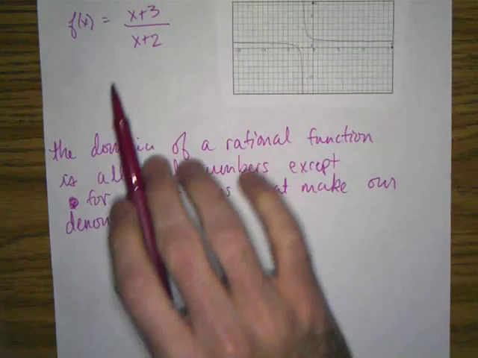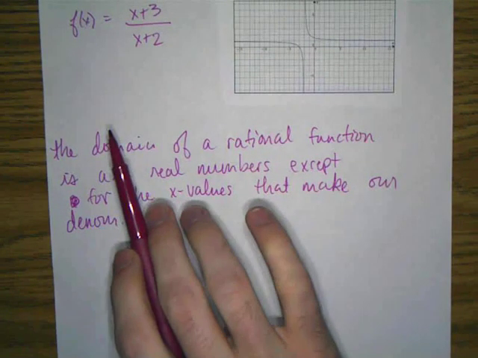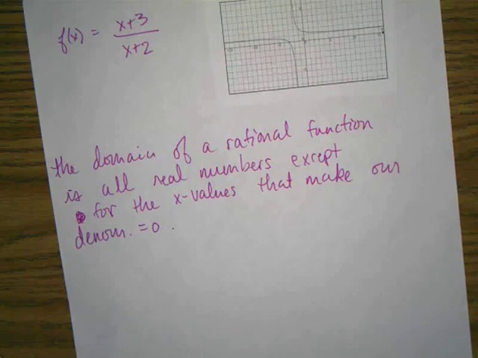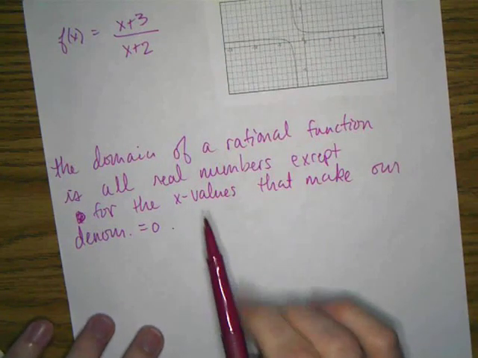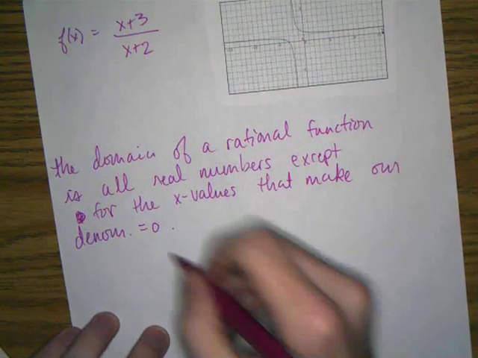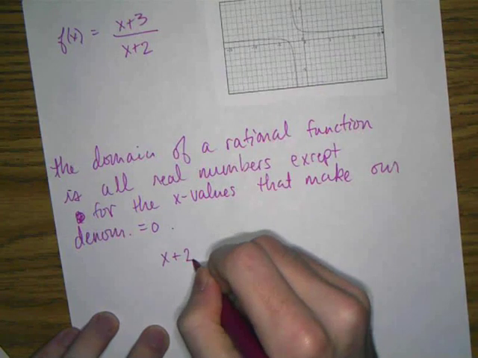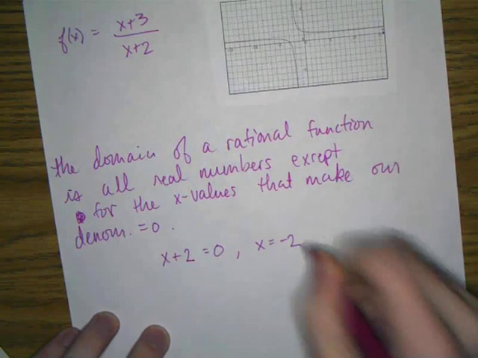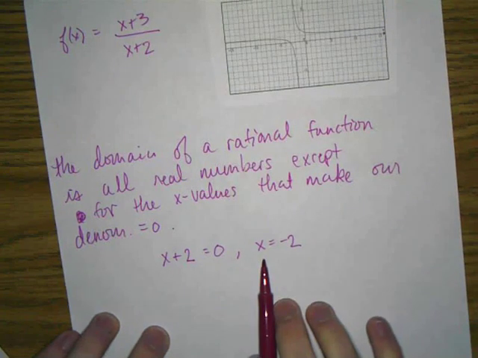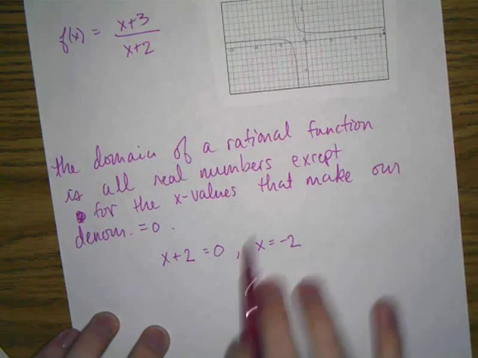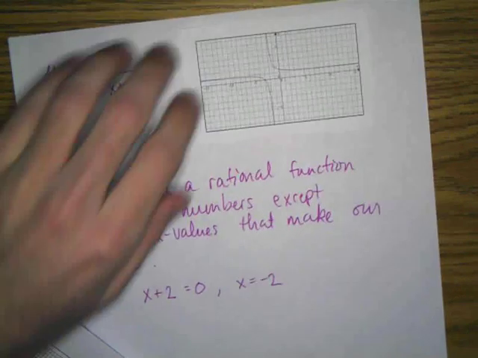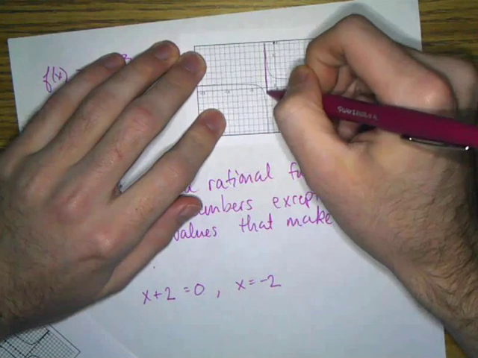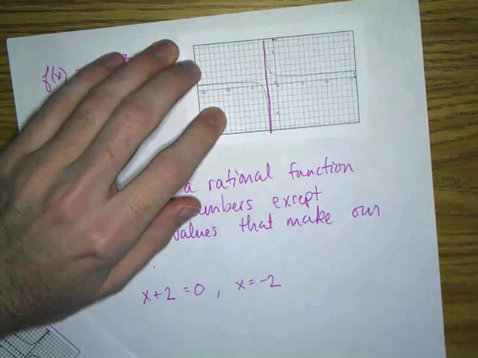Okay, so in this example, we have f of x is equal to x plus 3 over x plus 2. What would make our denominator equal 0? So literally, I'm going to take x plus 2, set it equal to 0, and we get x is equal to negative 2. So we have what's called a vertical asymptote at x equals negative 2, and you can see that on this graph. If you look at x equals negative 2, do you see how that's a vertical asymptote there?